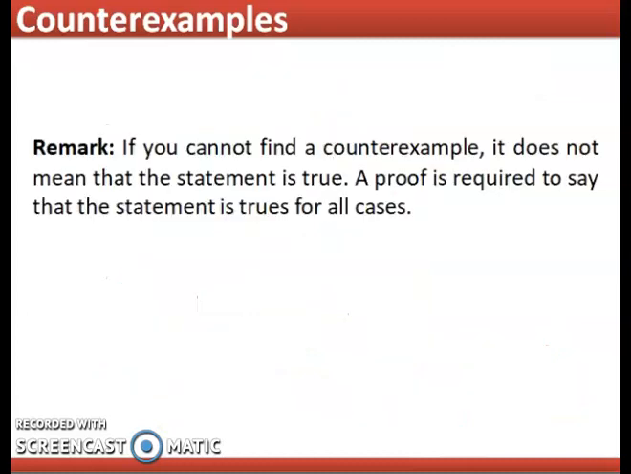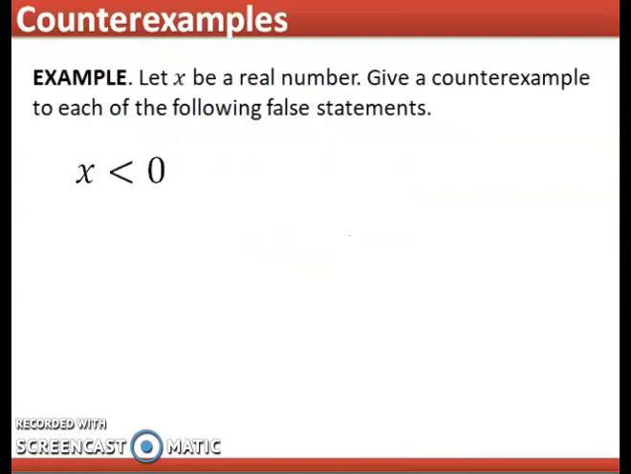Remark: if you cannot find a counterexample, for example you have given many numbers and tested them in the statement, and you really did not find a counterexample, it does not mean that the statement is true already. Okay? Because you just didn't find a counterexample. So you need a proof to say that the statement is true for all cases.